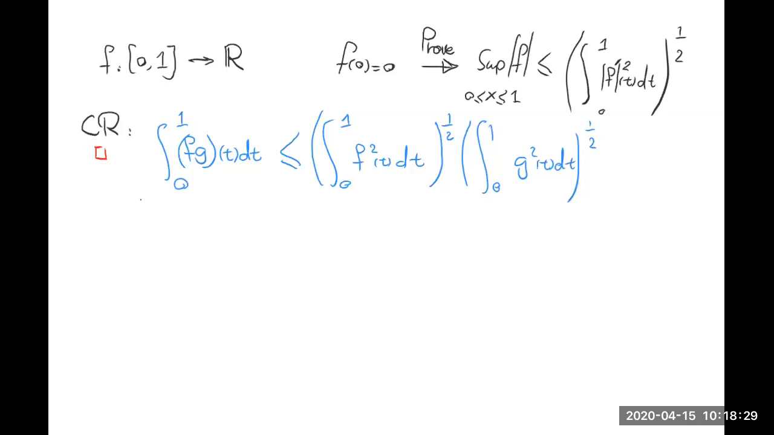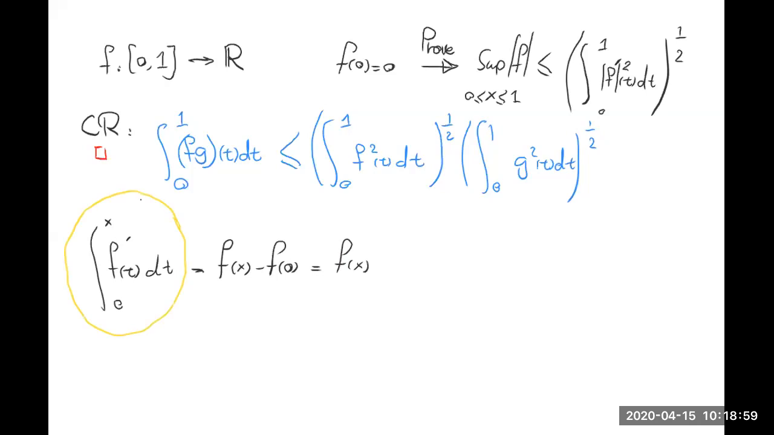So have this Cauchy-Schwarz inequality in mind. By the fundamental theorem of calculus, we know the integral of f prime of t dt from 0 to x is f of x minus f of 0, but f of 0 is 0, so it's just f of x, right? But look at this quantity, the integral of f prime t dt. Obviously it's the integral of f prime of t times the constant number 1 dt. Well, it's trivial. We can always multiply anything by 1. It's just like doing nothing.